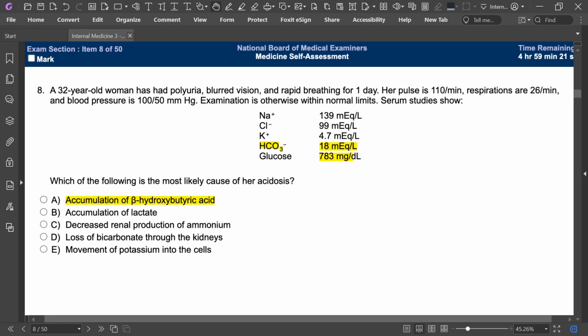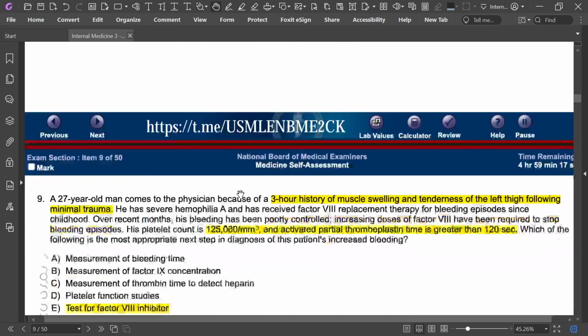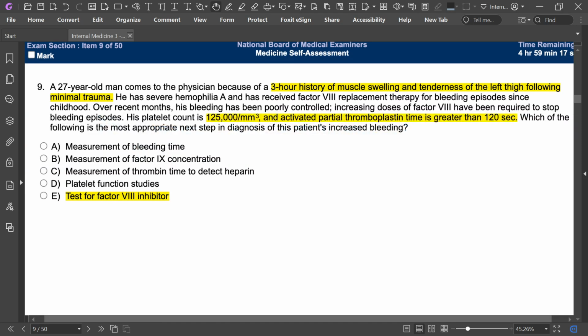DKA is the accumulation of serum ketones such as beta hydroxybutyric acid and acetone in the setting of deficient insulin signaling. Fatty acid degradation and ketone synthesis occur because of a relative state of starvation created through absent insulin signaling. The patient presents with fatigue and polyuria, and labs show increased glucose, ketones, and a high anion gap metabolic acidosis. That's it.